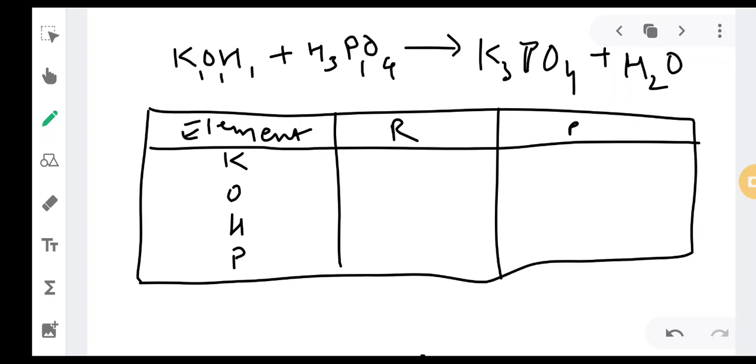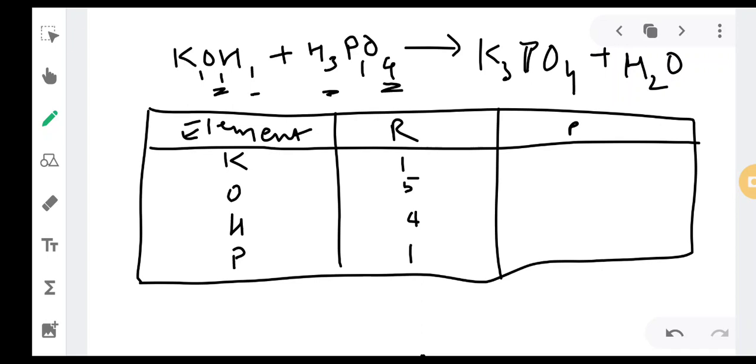Whenever no number of atoms is given, you need to assume it as one atom. So of potassium, K, it is one atom. Oxygen is one atom. Hydrogen, it is 1 plus 3, so a total of 4 atoms of hydrogen and 1 atom of phosphorus, P. Sorry, this oxygen is 5 in number, not 1. If you see, this is 1 atom of oxygen and these are 4 atoms of oxygen.